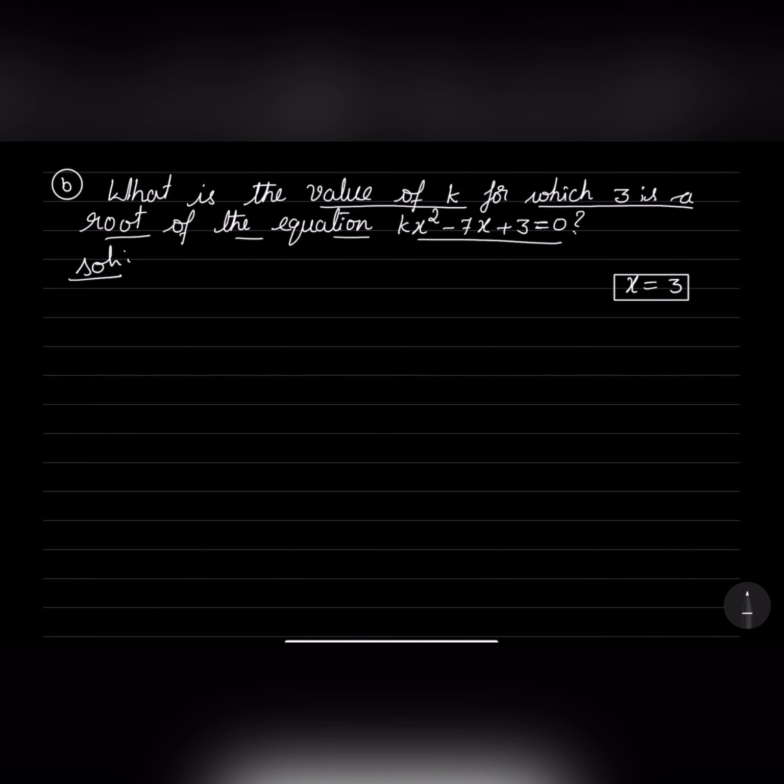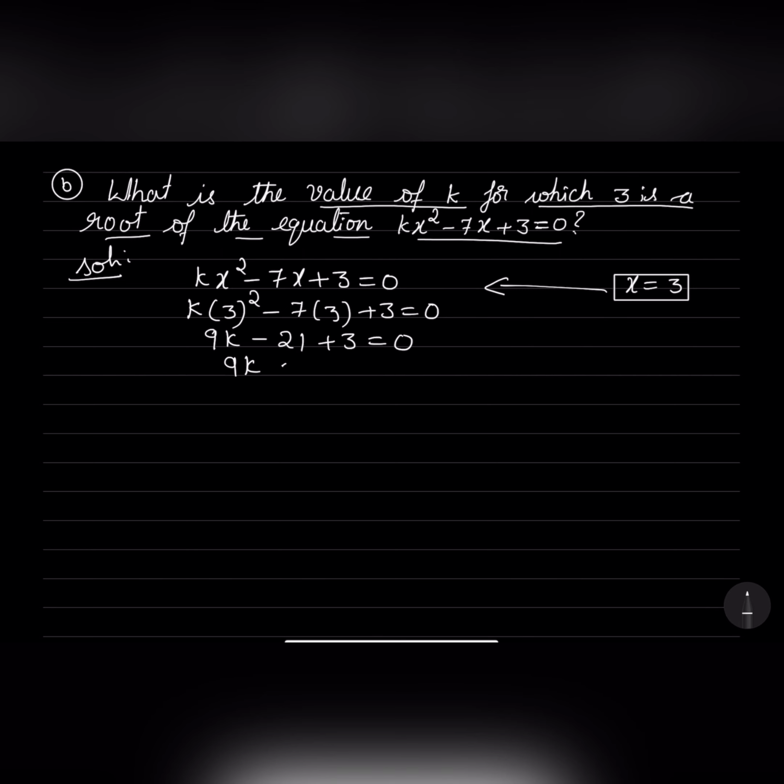Let us substitute that. We have kx square minus 7x plus 3 equal to 0. When it is a root, then we can substitute it in the equation in the place of x. If you substitute 3, we get k into 3 square minus 7 into 3 plus 3 equal to 0. It will be 3 threes are 9k minus 21 plus 3 equal to 0. 9k minus 18 equal to 0. Therefore 9k is equal to plus 18. k is equal to 18 by 9, k is equal to 2. So the value of k is 2.